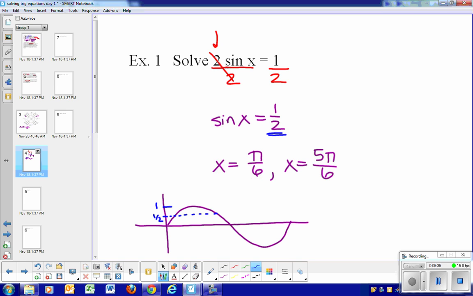And see how there's 2 spots where that line crosses the sine curve? This location is pi over 6. This location is 5 pi over 6. Just another way to think about it, in case you want another way.